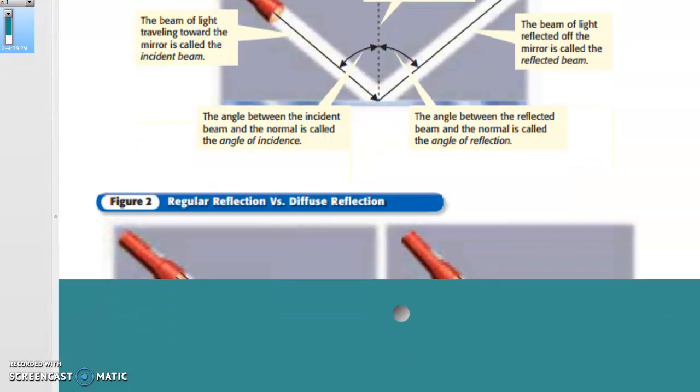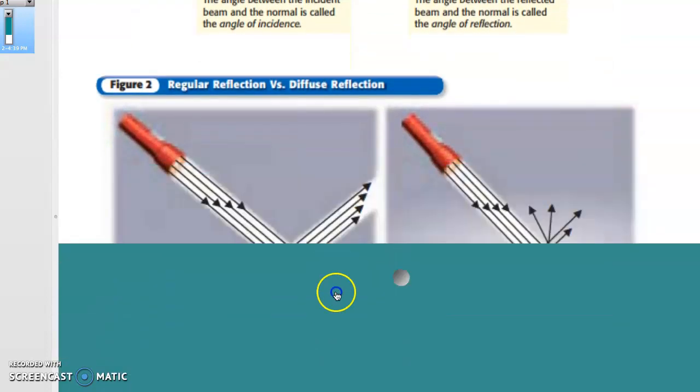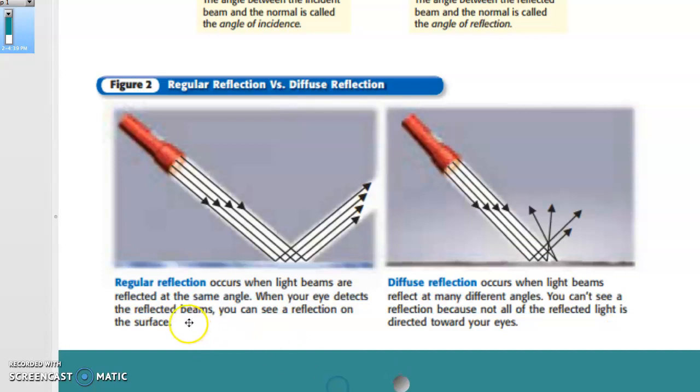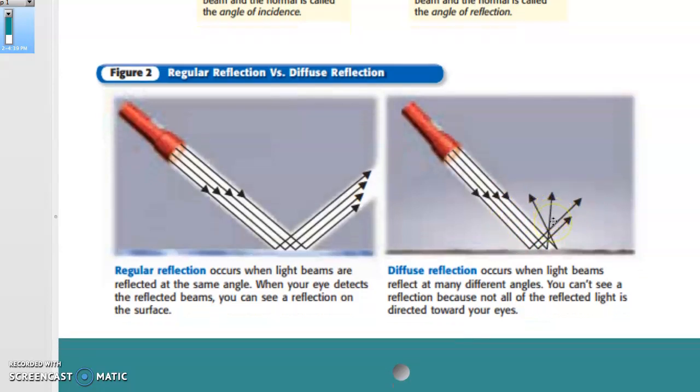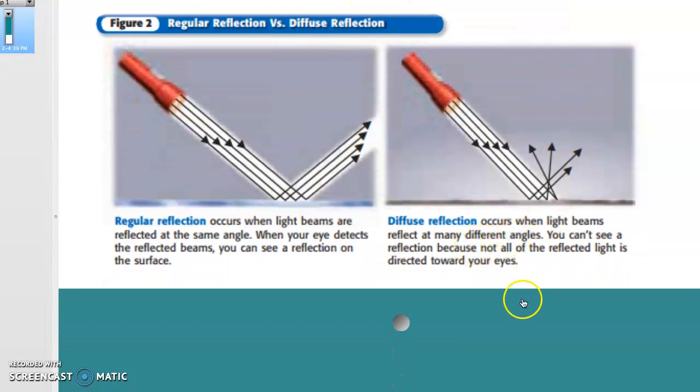So we have what we call regular reflection, and then we have what we call diffuse reflection. So you can see the difference here. On the left, this is regular reflection. When the light beams are reflected at the same angle, you have regular reflection. So when your eye detects the reflected beams, you can see a reflection on the surface. And then we have what's called diffuse. If we diffuse, it goes kind of all over, and you can see that when it hits here, it's reflected at all these different angles. And you're not going to be able to see a reflection because not all of that light is going to go towards your eyes. So it's not going to be a reflection to you, to your eyes. So those are just a couple examples.